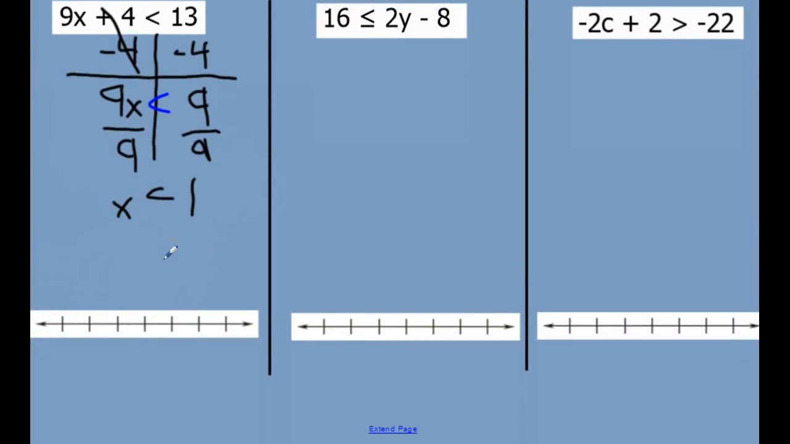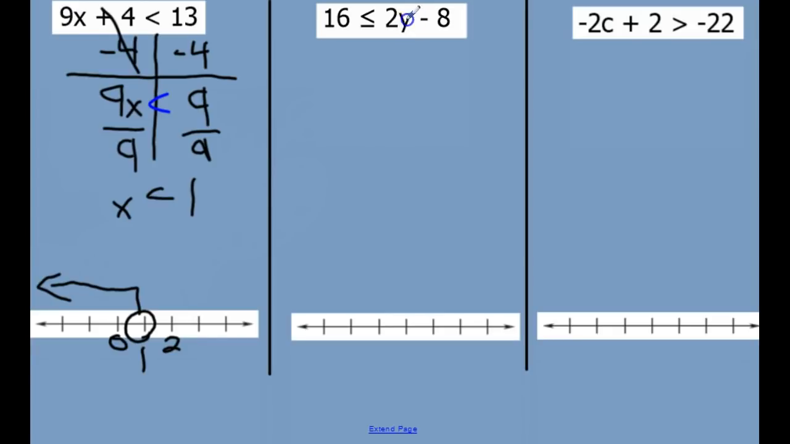Now to graph that, we make an open circle because it's a less than. Make that a 1. 1 greater than 1 is 2. 1 less than 1 is 0. Our arrow, our less than symbol, is pointing to the left. So we draw our arrow to the left.